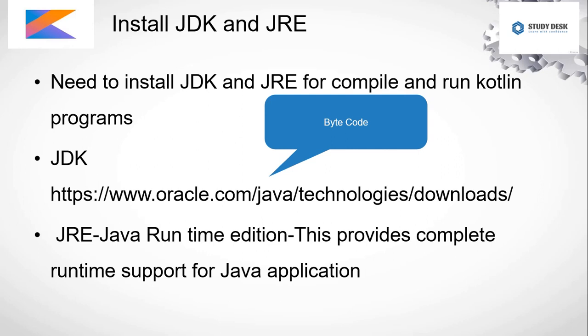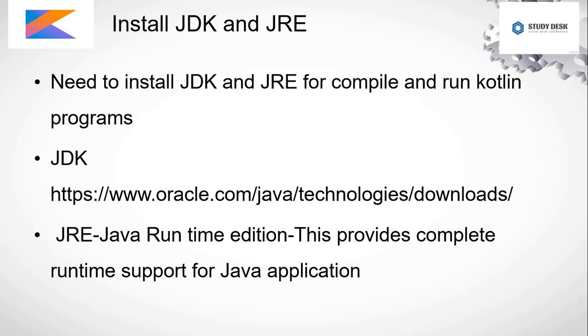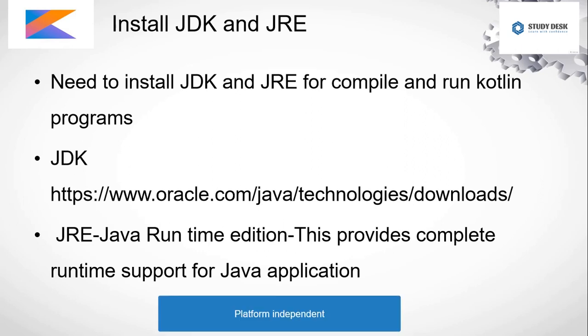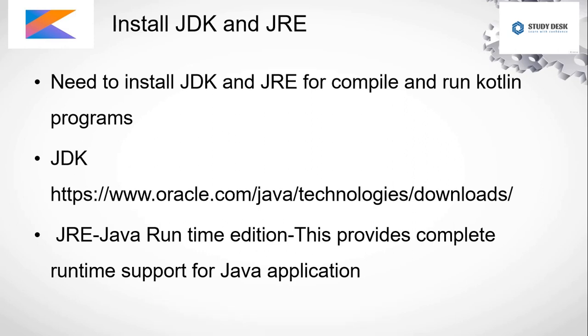You know that if we compile Java code, the output is Java bytecode. That bytecode can be run in the Java Runtime Environment, JRE, platform independently. The same concept is used under the hood. Kotlin programs are compiled into bytecode and then run using the Java Runtime Environment. So you need to install JDK first, and I will demonstrate how to install JDK.